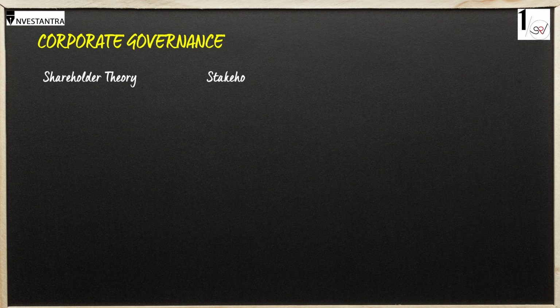All right. So what we're going to start off today is the topic of corporate governance. Corporate governance starts off with two things: shareholder theory and stakeholder theory. Okay. When you talk about shareholder theory, it's a little older. Stakeholder theory is a little more recent.